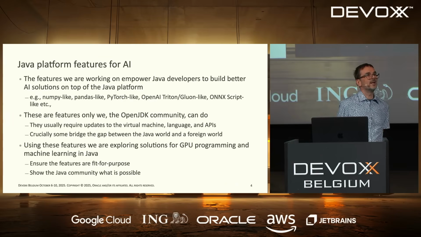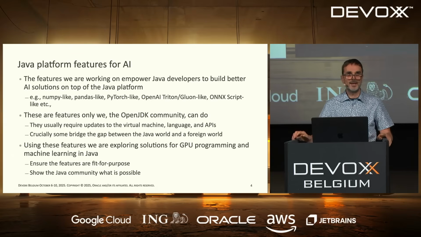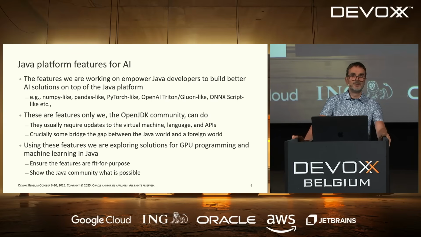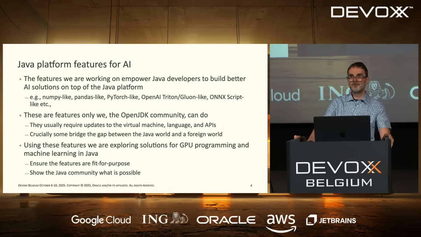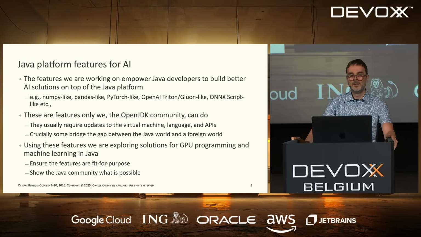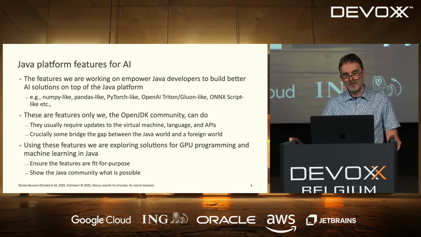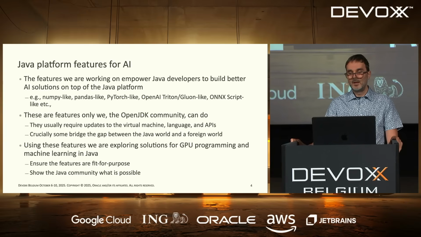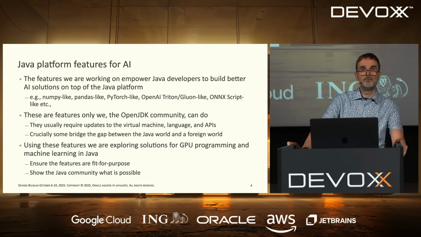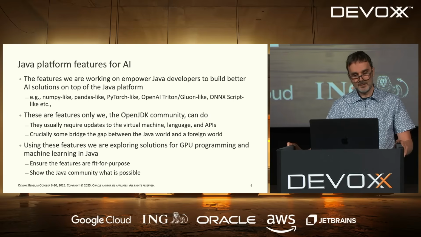So what I wanted to talk about is Java platform features that can enable you to build AI-like solutions on top. So we're not talking about AI solutions in the JDK itself. We're talking about building blocks that can enable you to build solutions like libraries that your users can use instead. So we don't want to embed specific solutions into the JDK. We want to be general in what we do. And so what we're trying to do is empower you to build better AI solutions on top of the Java platform.